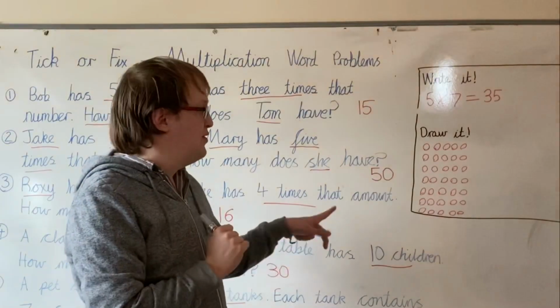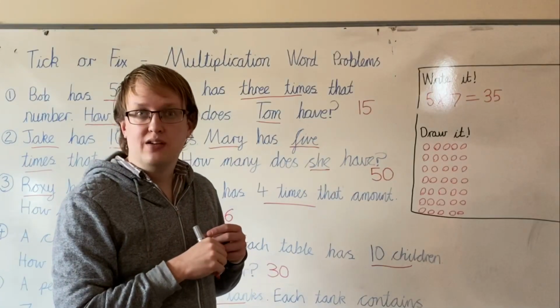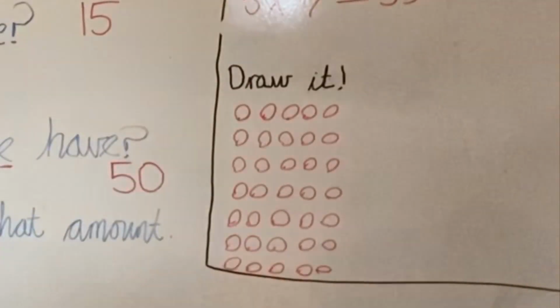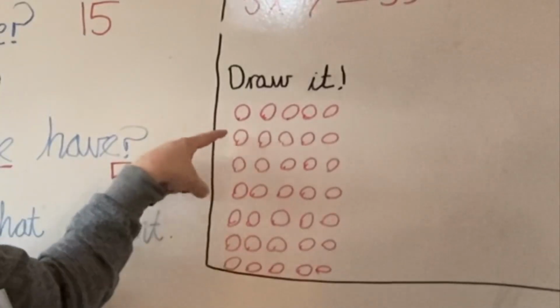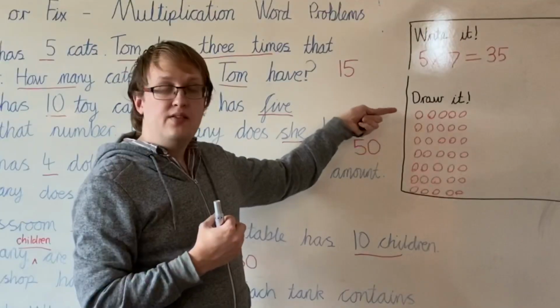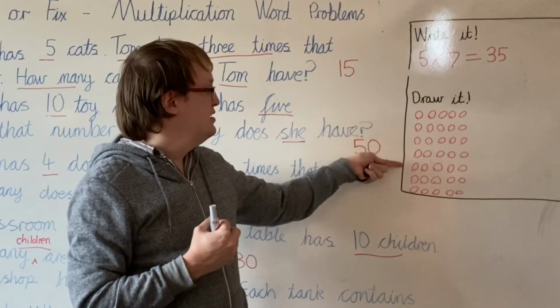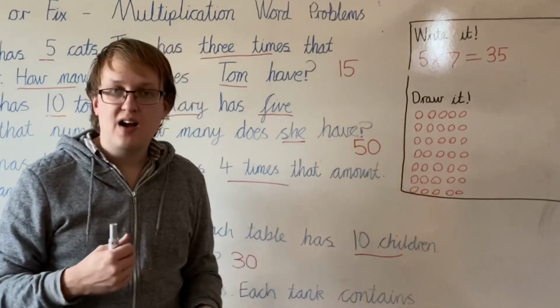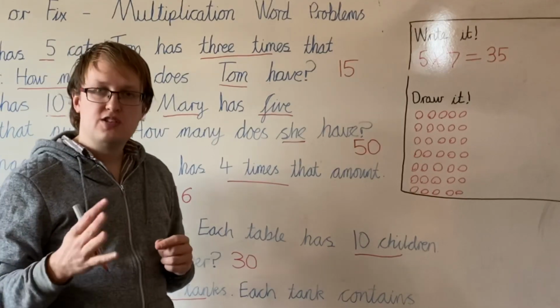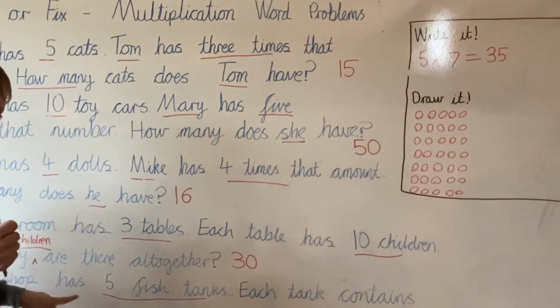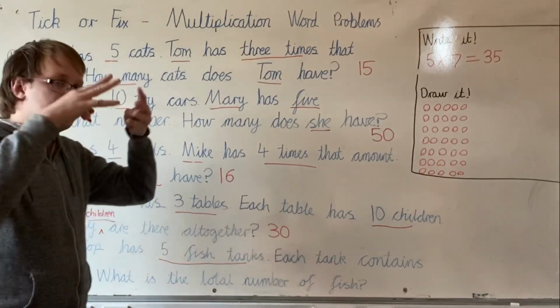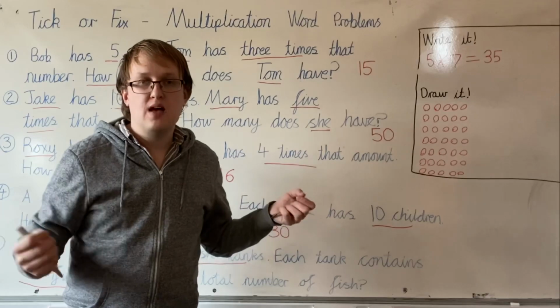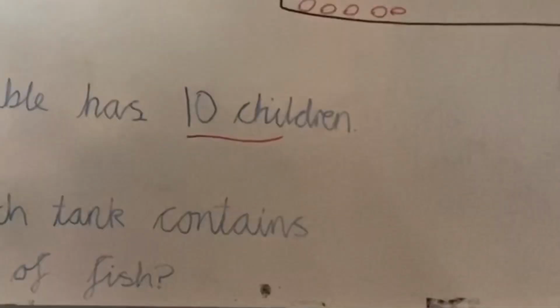There we go. Now I've used circles, you just have to imagine they are fish. So I've got 5 rows going down. That represents the 5 tanks. And in each tank I've got 1, 2, 3, 4, 5, 6, 7. 5, 10, 15, 20, 25, 30, 35. Looks good to me. Let's just check our answer quickly. A pet shop has 5 fish tanks. Each tank contains 7 fish. What is the total number of fish? 5 times 7, 35.